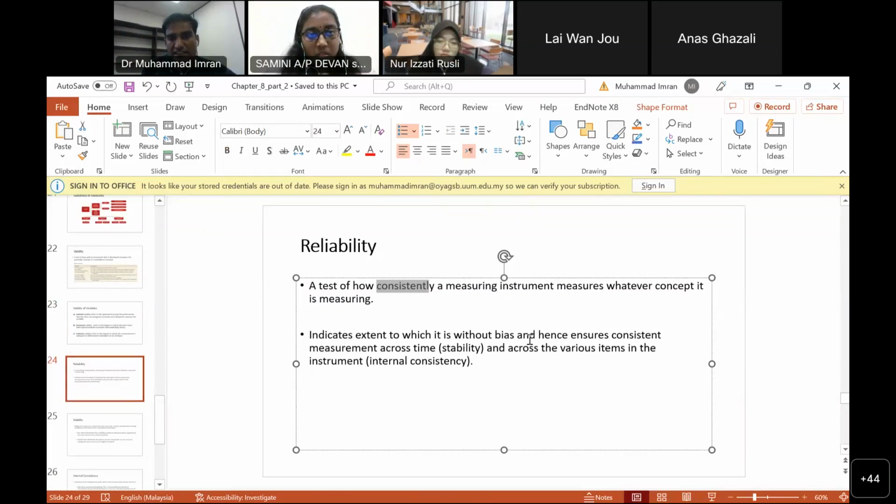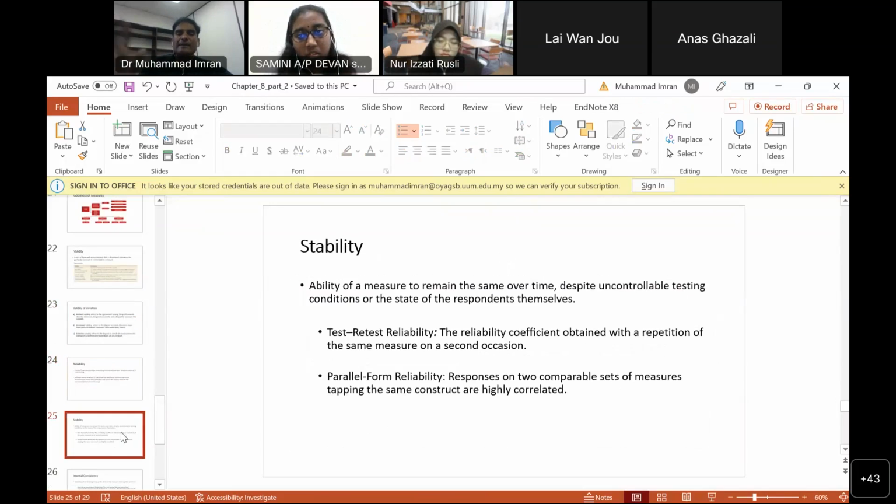It indicates the extent to which the measure is without bias and hence ensures consistent measurement across time, which is stability, and across the various items in the instrument, which is internal consistency. Okay, let's discuss one by one. Stability is the ability of a measure to remain the same over time. One time we collected data from a person, a second time we collected the same data from the same person, a third time maybe some variation, but not so much. It is stable, giving us the same result.